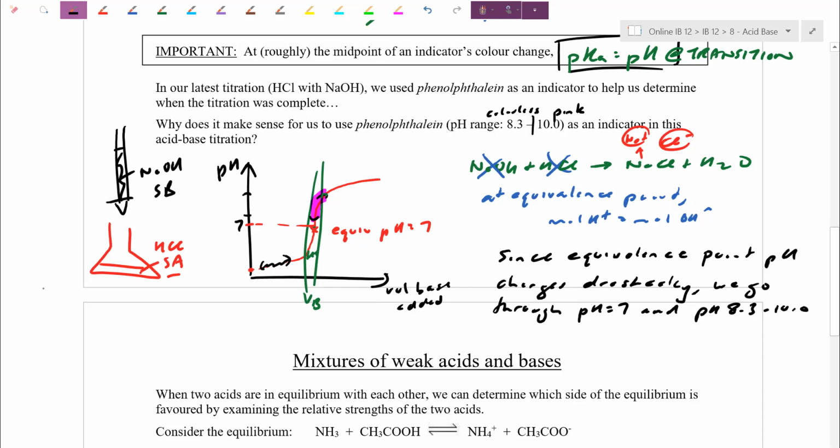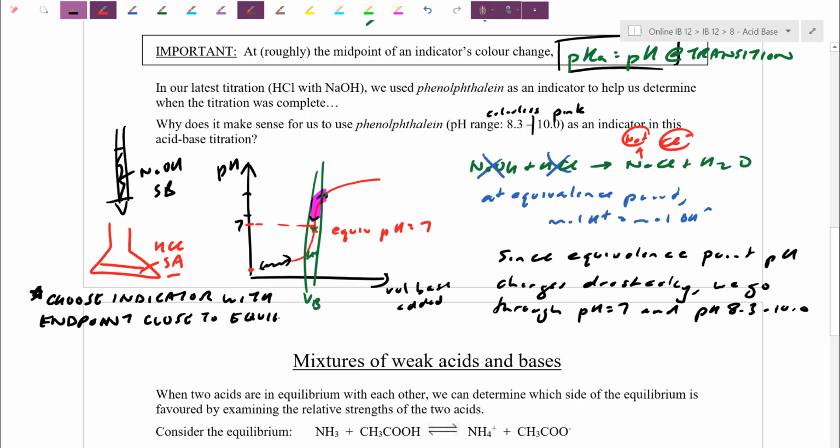So let me just write that important note here. How do we choose indicators? We choose an indicator with an endpoint. Right? It has nothing to do with the stoichiometry. Endpoint is referring to the transition, when the color changes, with an endpoint close to the equivalence point, close to the point that I wanted to stop at. Okay? That's pretty much all there is to indicators here.